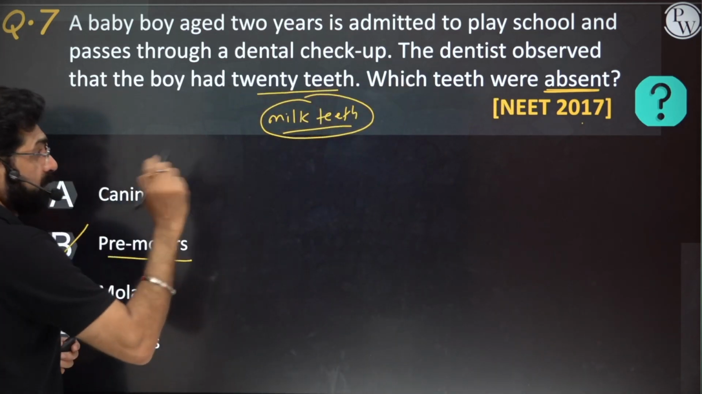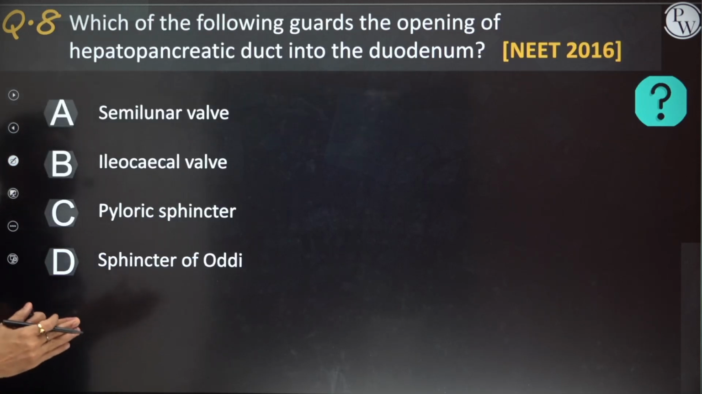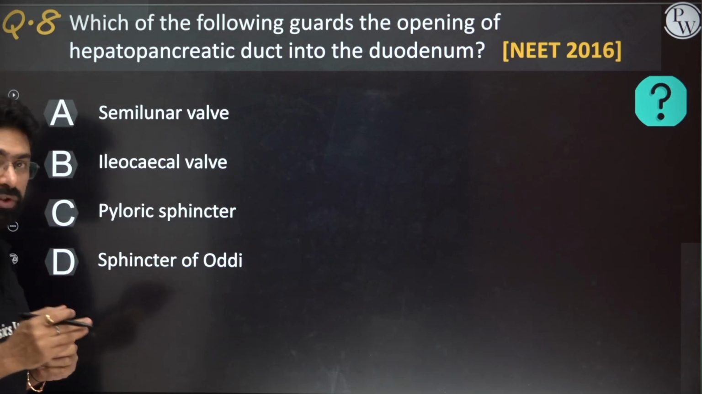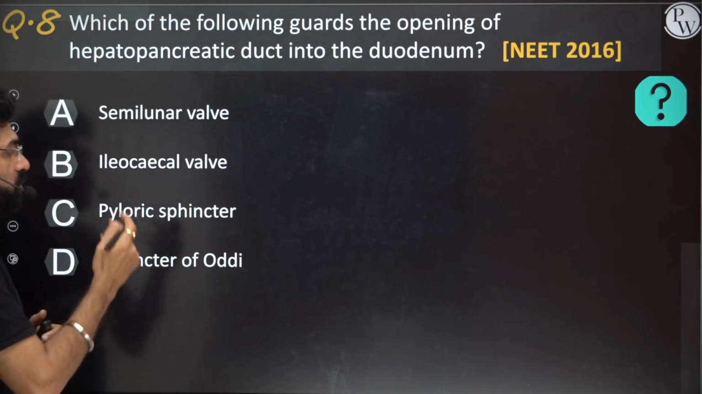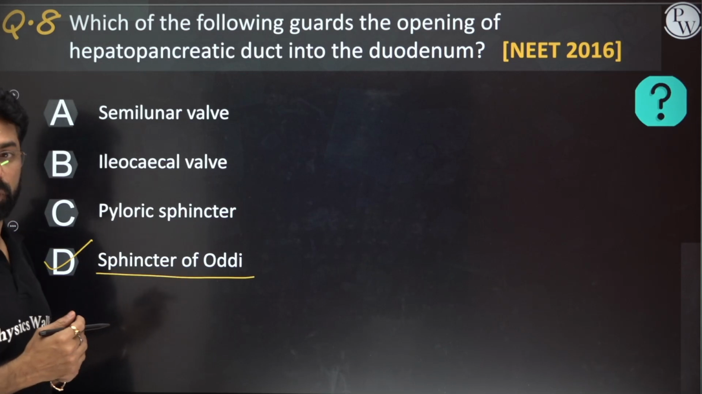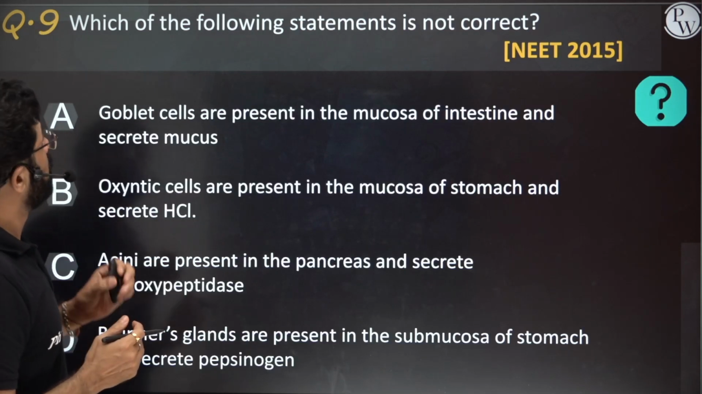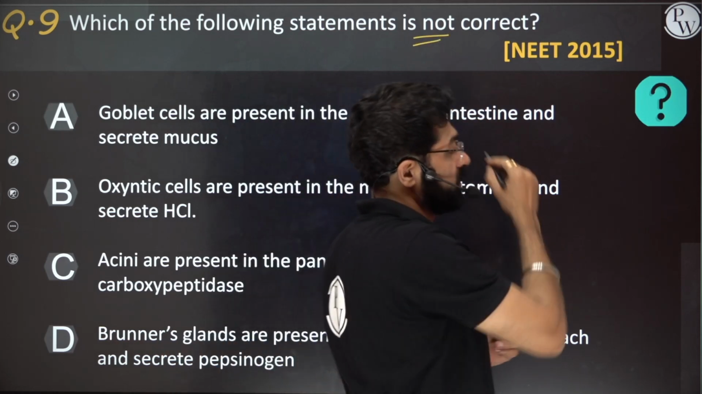Okay? Which of the following guards the opening of the hepatopancreatic duct into the duodenum? It was an easy question. Already we discussed it once. In NEET 2016 it has also come. So, that sphincter is the sphincter of Oddi. Got it? Which of the following statements is not correct here? Which is not correct? Just read once.